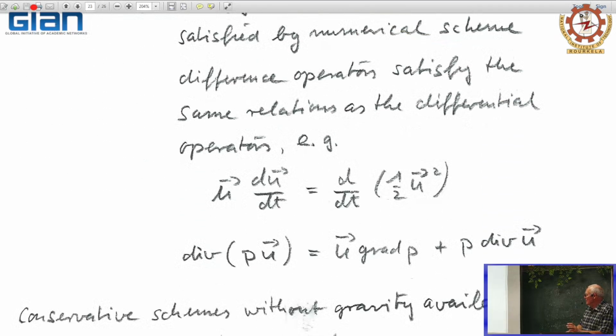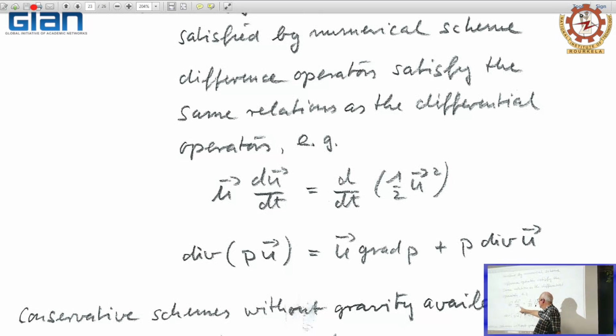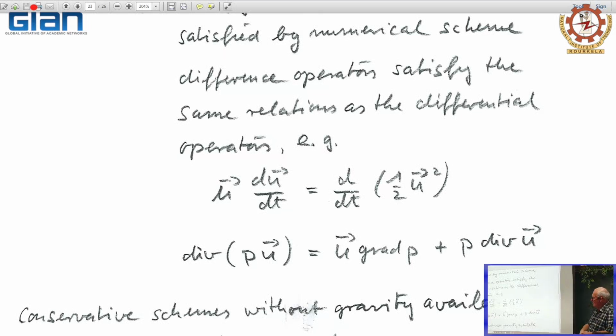Now, what we are doing is the same as before. For the velocity, u times du by dt is d by dt of 1/2 u squared. The other differential manipulation you do once you derive the energy equation is that the divergence of pressure times velocity is velocity times the gradient of pressure plus the pressure times the divergence of the velocity.